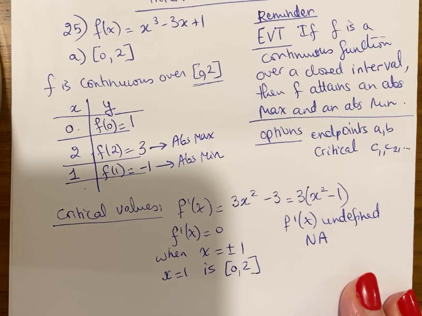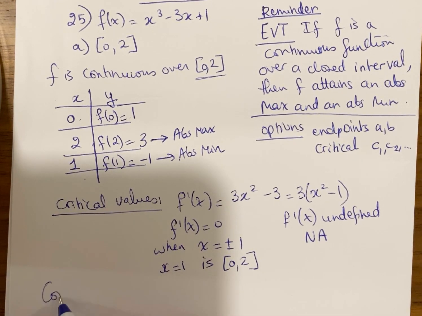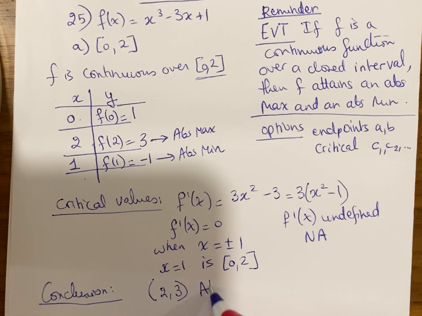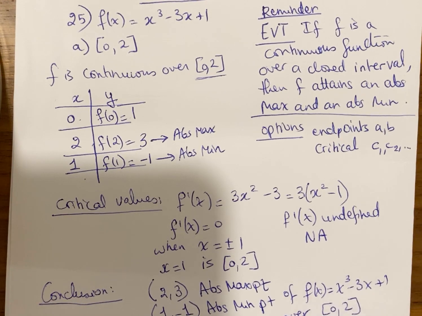I want your answer to be in a formal manner in the end, so you write here: conclusion. The point (2, 3) is our absolute maximum point, and the point (1, minus 1) is the absolute minimum point of the function f of x equals x cubed minus 3x plus 1 over the interval from 0 to 2.